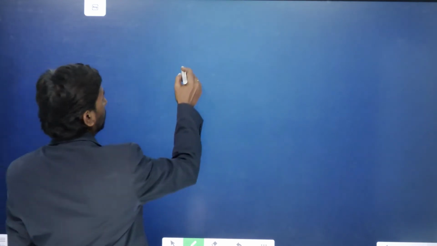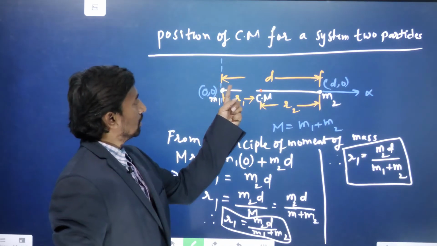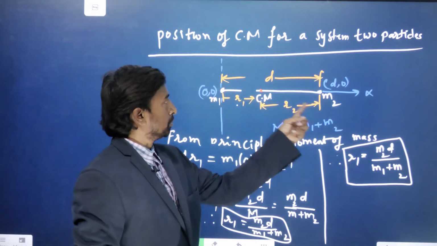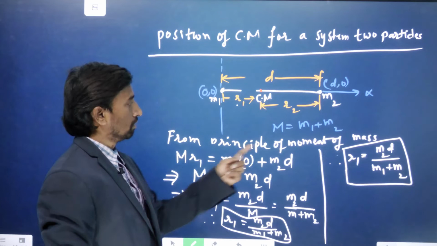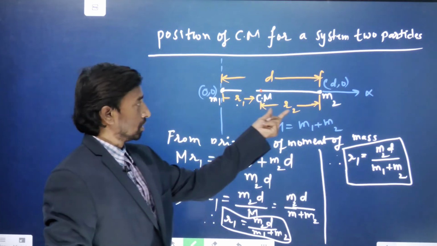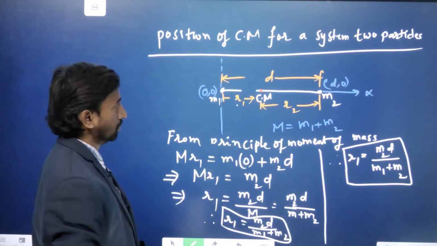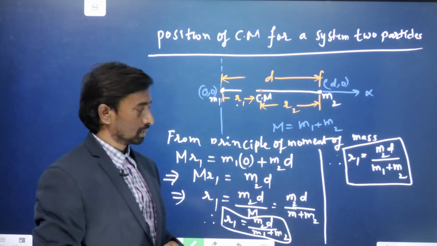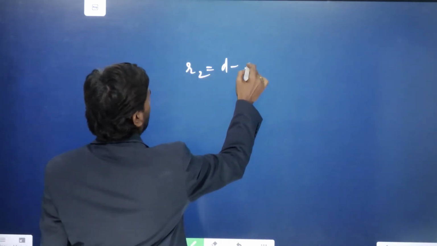To find r2, the distance between the particles is small d, and from the first particle it is r1, which we already got. So from the whole distance, if you subtract r1, what remains is r2. So r2 is equal to d minus r1.